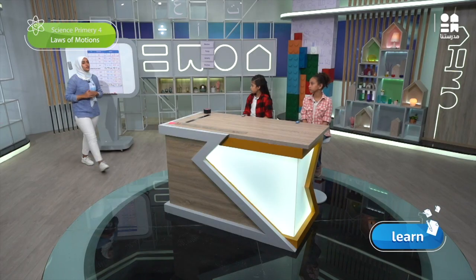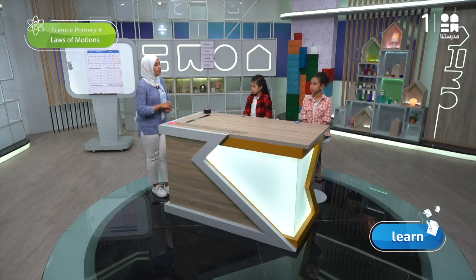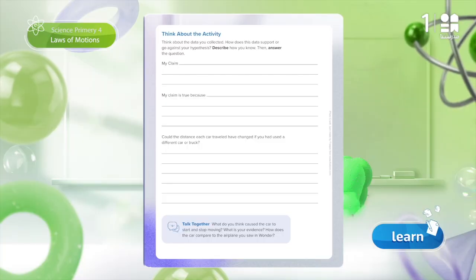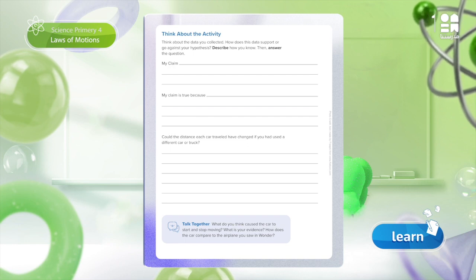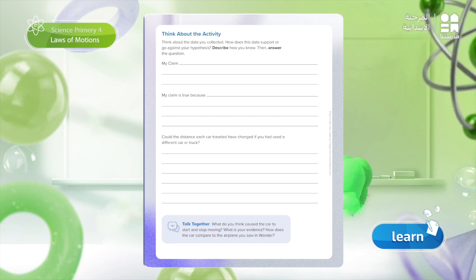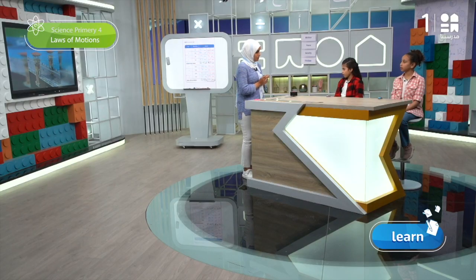Let's go back to our book, page 154, to think about our claim and prediction. Did the results of the investigation provide evidence that support or didn't support your claim? يا ترى بعد ما عملنا الاكسبيرمنت اتأكدنا ان احنا كلامنا كان صح ولا غلط؟ لما عملنا فورس كبيرة العربية اتحركت مسافة طويلة ولا لا؟ Yes. صح؟ طب لما عملنا فورس صغيرة العربية اتحركت مسافة كبيرة ولا صغيرة؟ صغيرة.